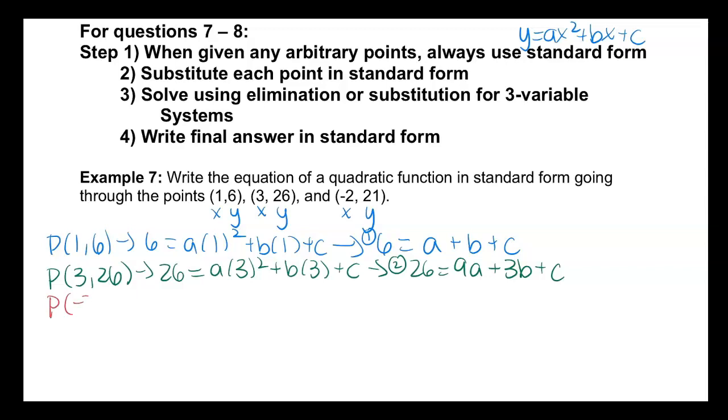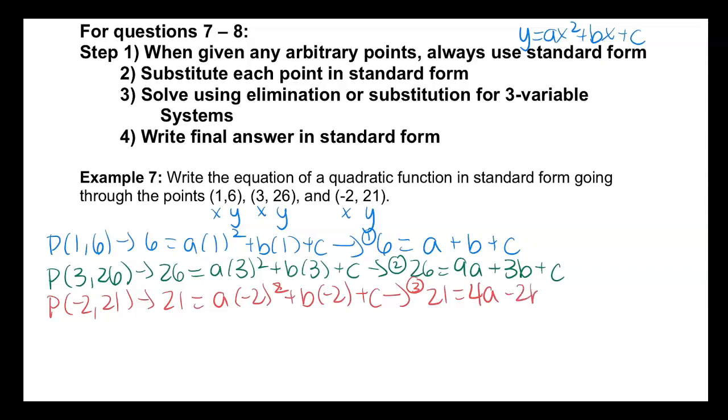Do the same thing for the last one. Negative 2 and 21. So we're going to write this out as 21 equals a times negative 2 squared, plus b times negative 2, plus c. So this is going to be my third equation. 21 is going to stay the same. Negative 2 squared is 4a, that's positive. Negative 2 times b is negative 2b, plus c. All 3 of these equations is a system.